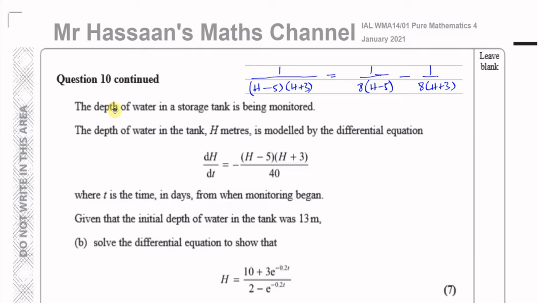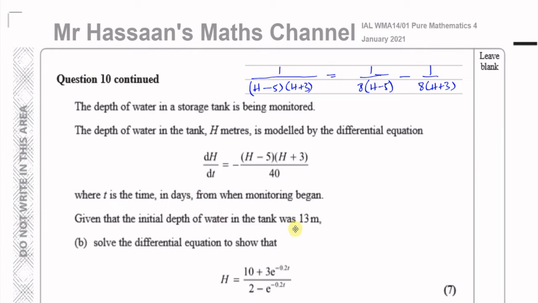Now it says the depth of water in a storage tank is being monitored. The depth of water in the tank, h meters, is modeled by the differential equation dh/dt equals minus (h minus 5)(h plus 3) over 40. So the rate of change of the water in the tank is given by this equation. It's falling, so it's negative, and t is the time in days from when the monitoring began.